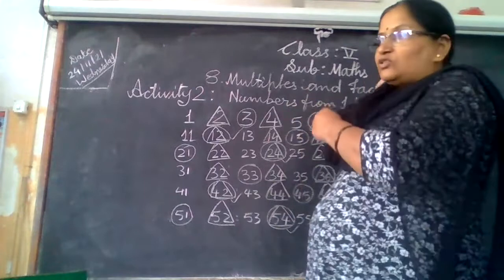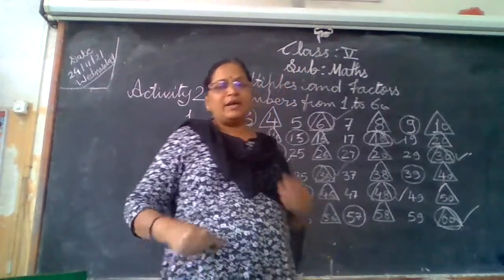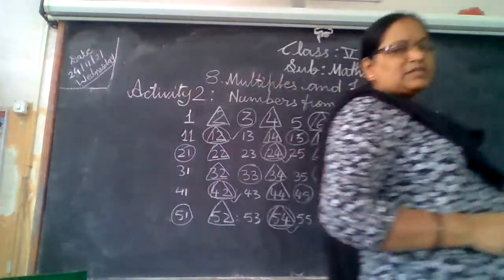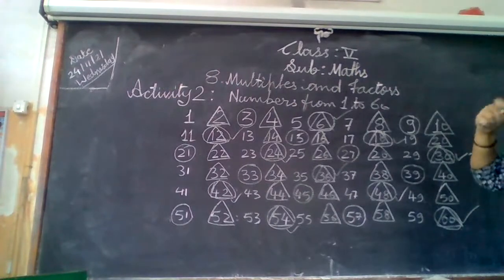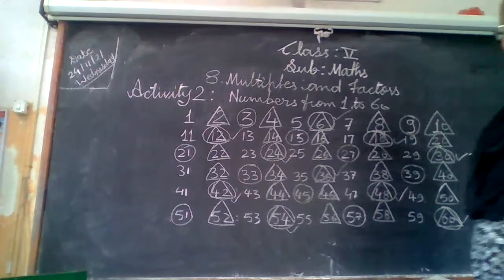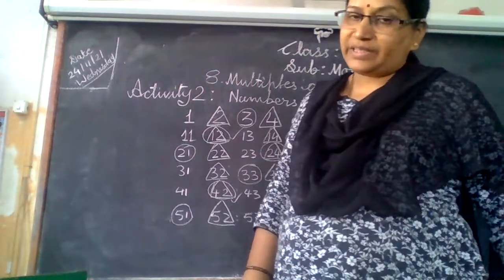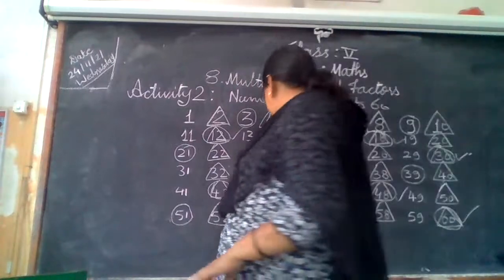So what is the conclusion of that? The numbers that are multiples of 2 as well as multiples of 3 are also the multiples of 6. Got it, the conclusion?